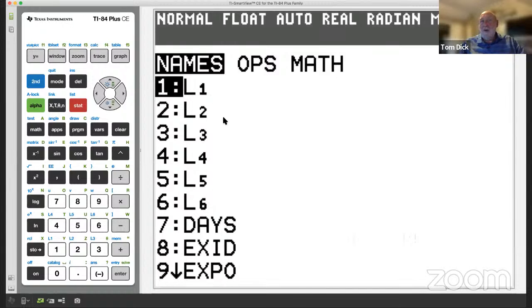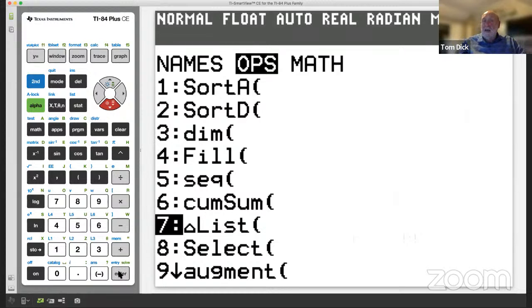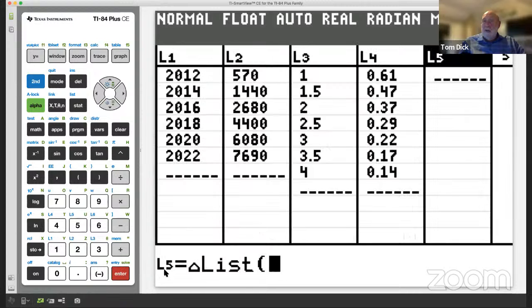You can also name your own lists if you want. You can see I have a few special ones there. I'm going over to OPS, operations. If you look down that menu list, look at number 7. See that little delta? That's going to give us successive differences in list values for another list. So I'm going to select that one, and make L5 be the delta list of L4, which is my concentration values.